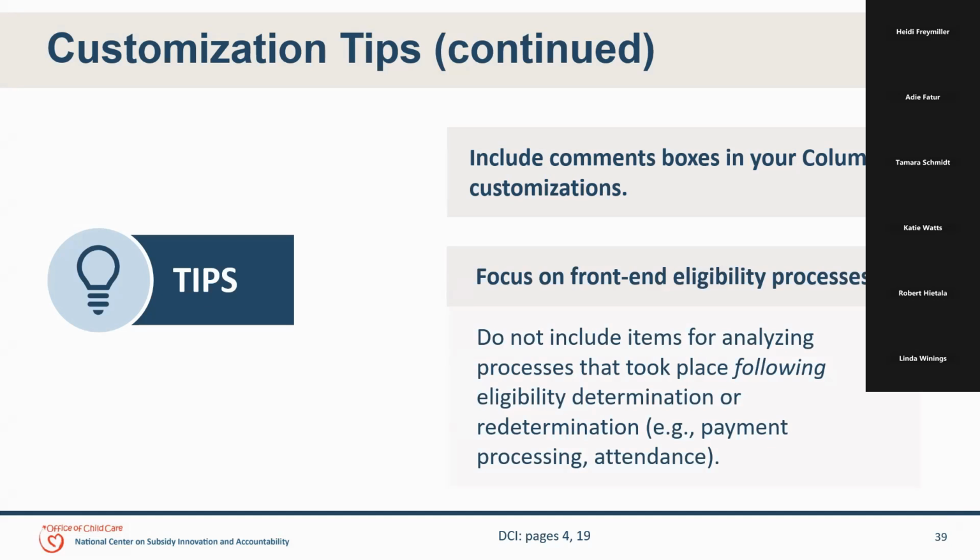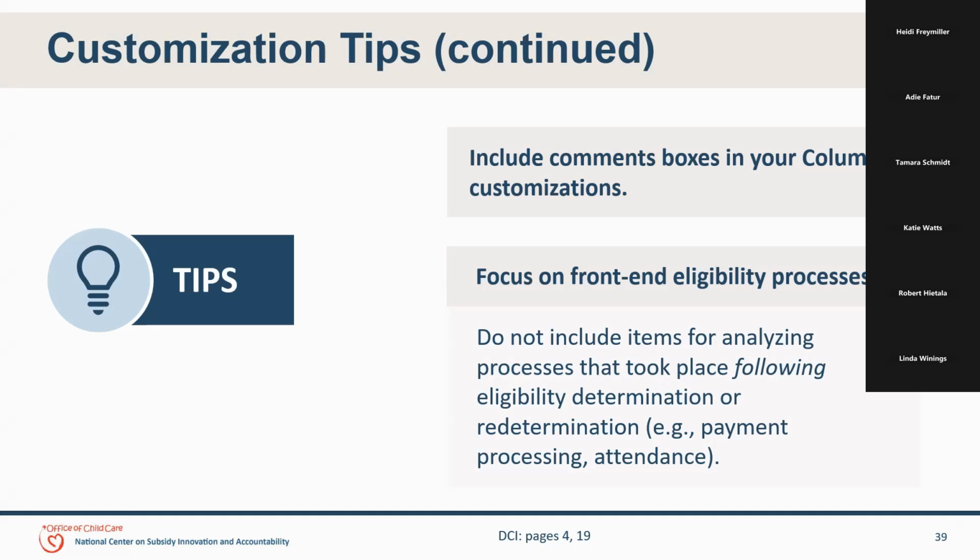And finally, your worksheet should only include items that involve what we call front-end eligibility processes. And what we mean by that is we're interested in what happened during eligibility determination or redetermination, as well as what happened during authorization and any subsequent eligibility actions. That's what we call the front end.